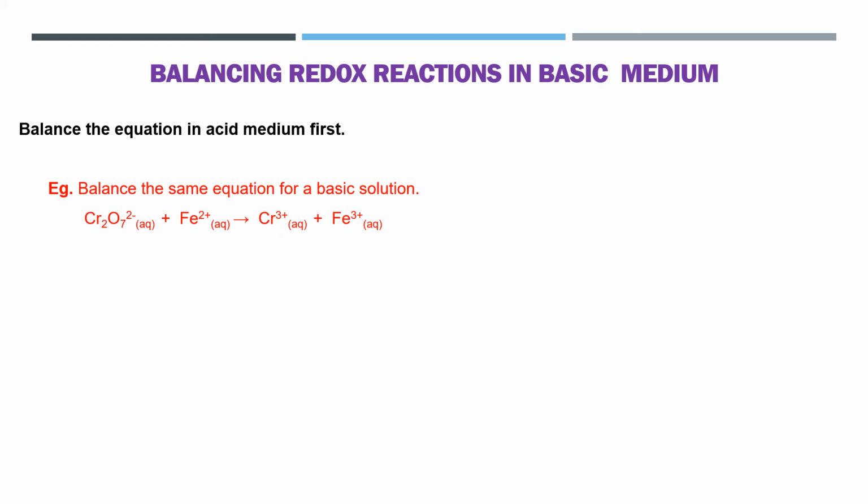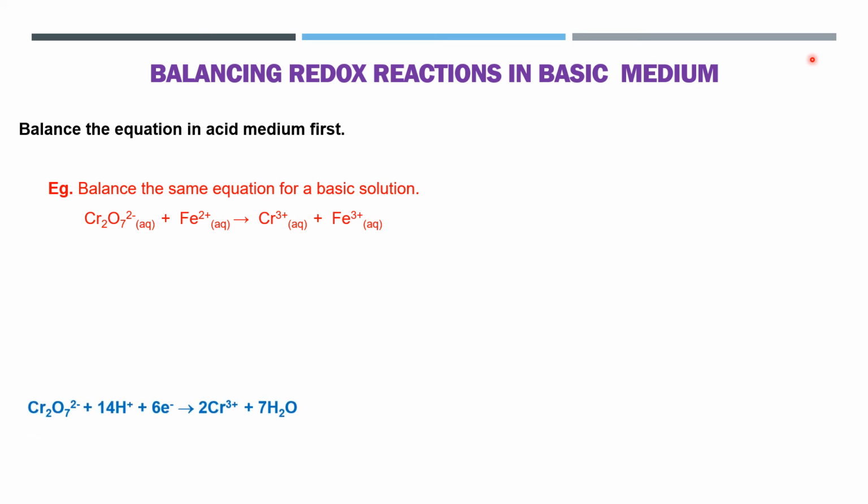Next up, let's see how we are going to be balancing our redox equation in the basic medium. To balance the equation in the basic medium, we will first have to balance the equation in the acid medium. Let's say in this example here, we have dichromate ion reacting with ferrous ion. Ferrous ion is changing into ferric ion. So let's balance these two half equations separately.